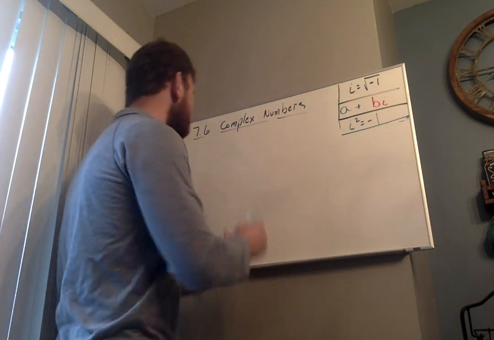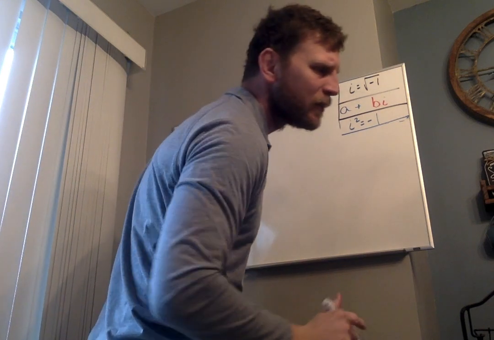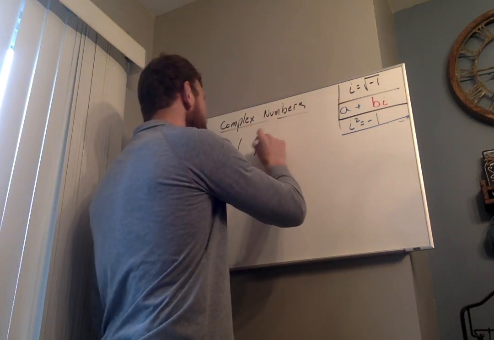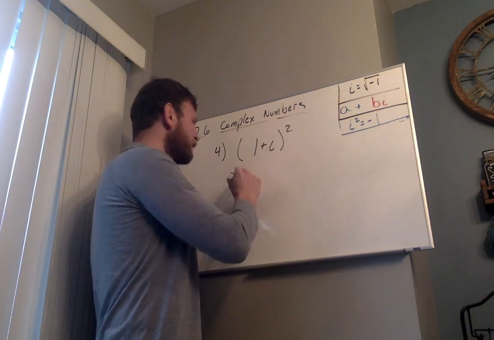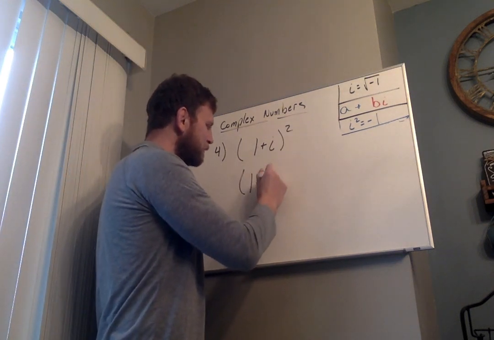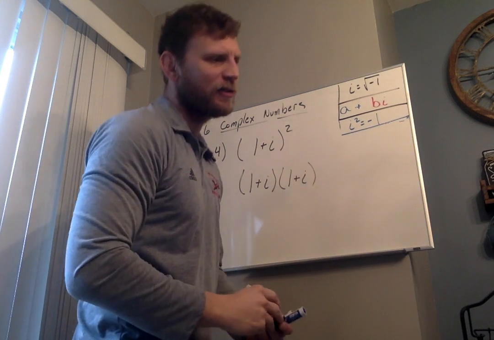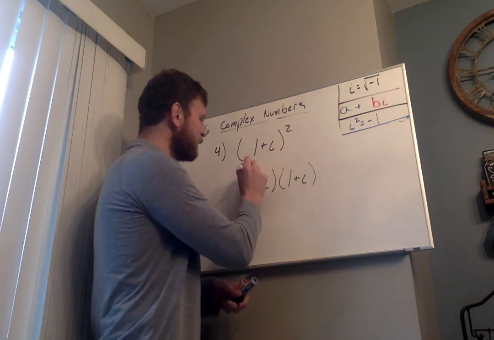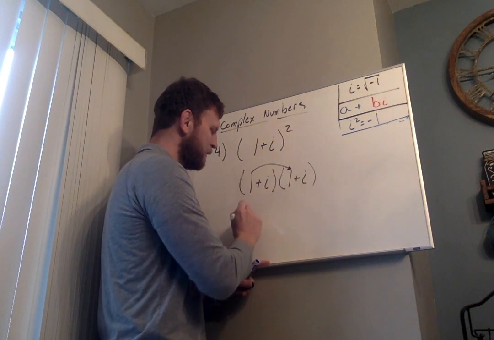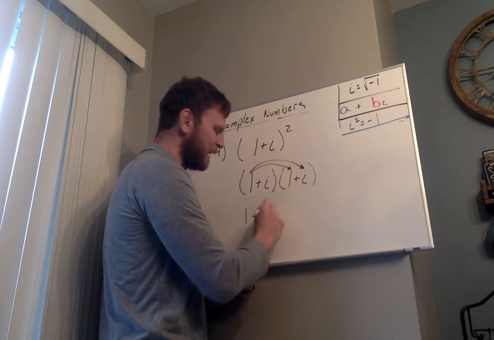All right, here we go. So number 4 is 1 plus i squared. So what do I do here? Well, this means I'm going to write it twice. And now I'm going to treat it just like I did number 2. So I'm going to do 1 times 1. That's 1. 1 times i is 1i.